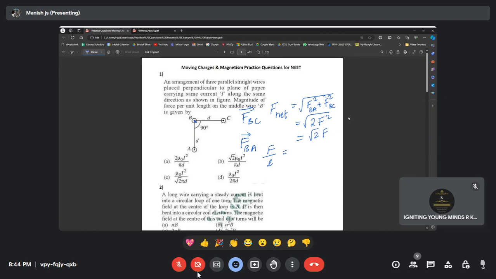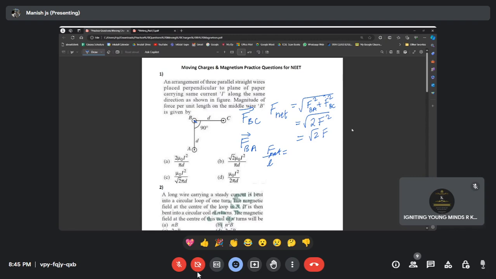So what happens? The net force acting per unit length. Substitute the cases. Just go for a substitution and then try to simplify it. You will get the answer. Just give it a try. Option C, sir? Answer is option C, isn't it? Okay, we will see.